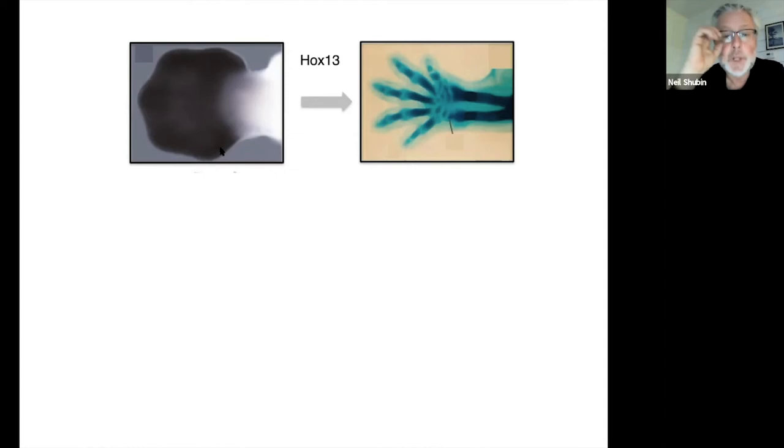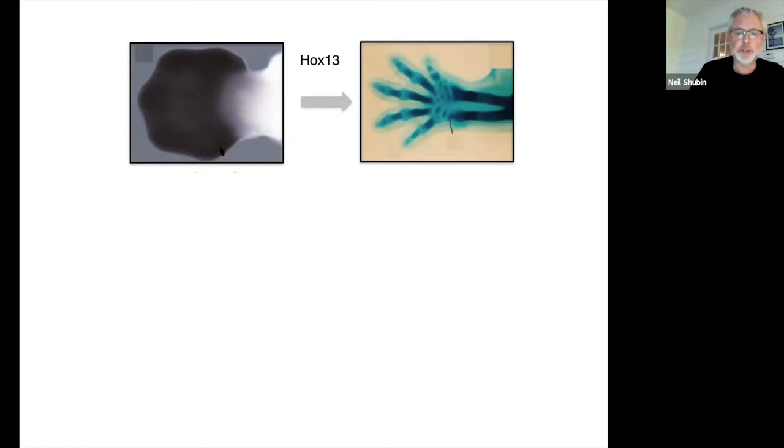Now, a number of really important experiments were done starting in the 1990s to the present day, where people said, okay, can we trace where these HOX13 cells, the ones that have HOX13 activity, end up in the embryo? And what happens if we make a mouse that doesn't have these genes?